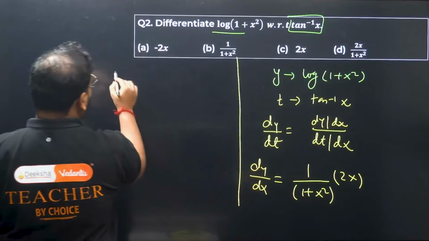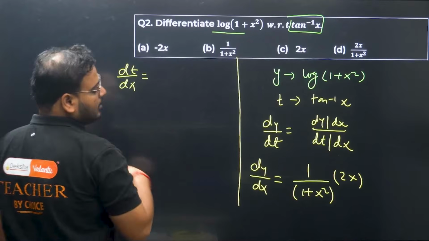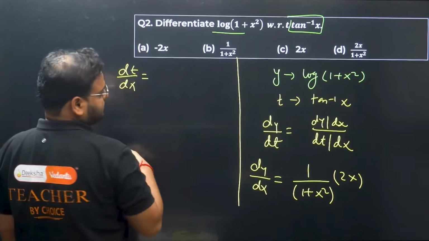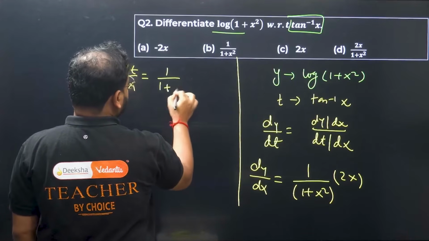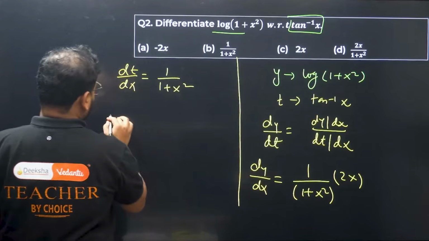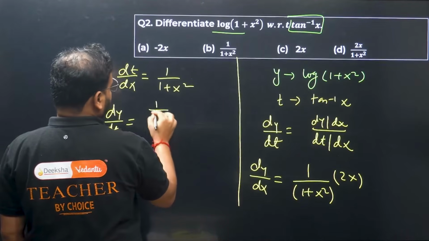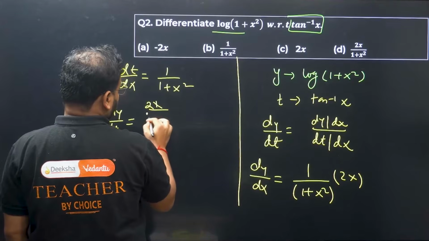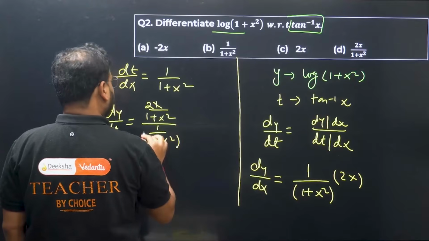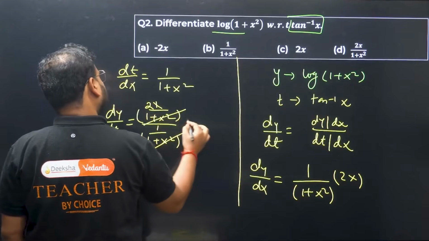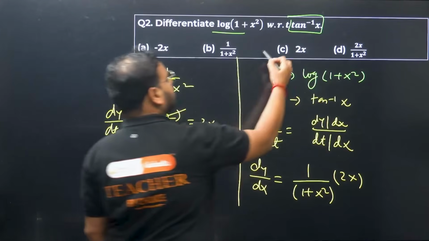Now I'm going to find dt by dx. So what do I get? For dt by dx I'm getting the derivative of tan inverse, right? So 1 upon 1 plus x square. Ratio of these two. Please check. dy by dt will become equal to 2x upon 1 plus x square, upon 1 plus x square. Cancel. Answer is simply 2x. Option C is correct.